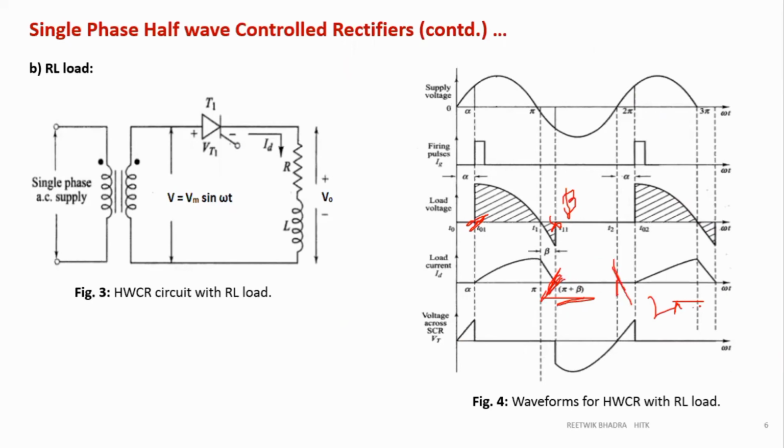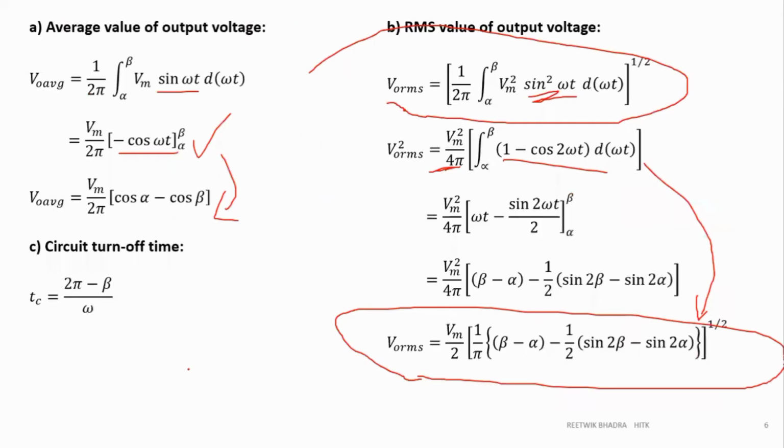2 pi minus beta, what is my x-axis? It is omega t. So what will be t? 2 pi minus beta by omega, where omega is 2 pi f. So this is another formula that can come for your competitive exam or MCQ.